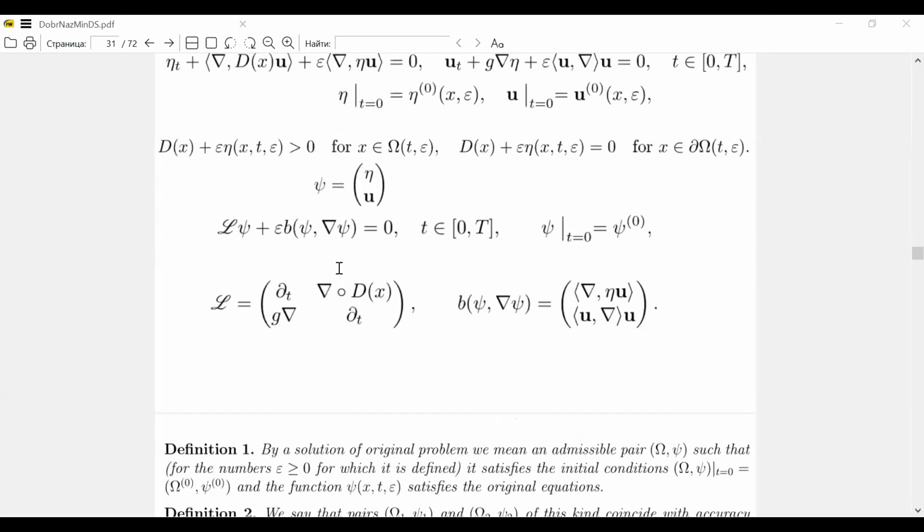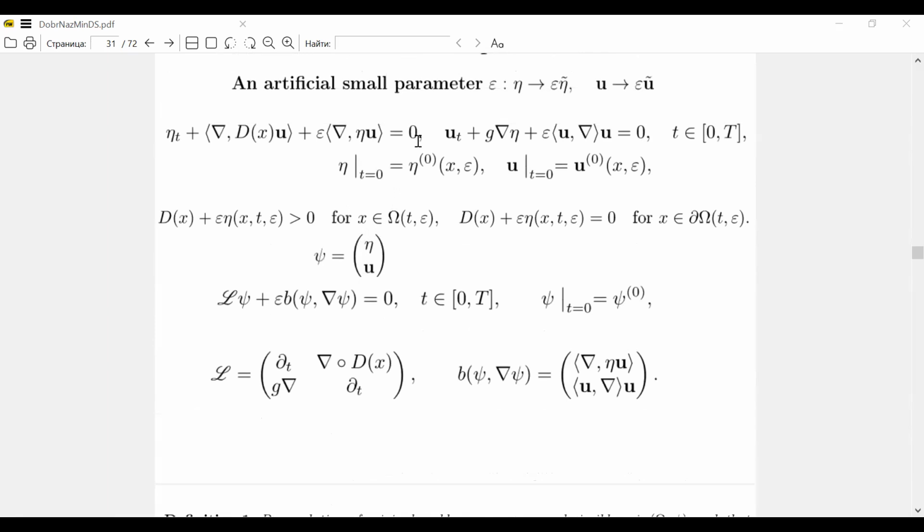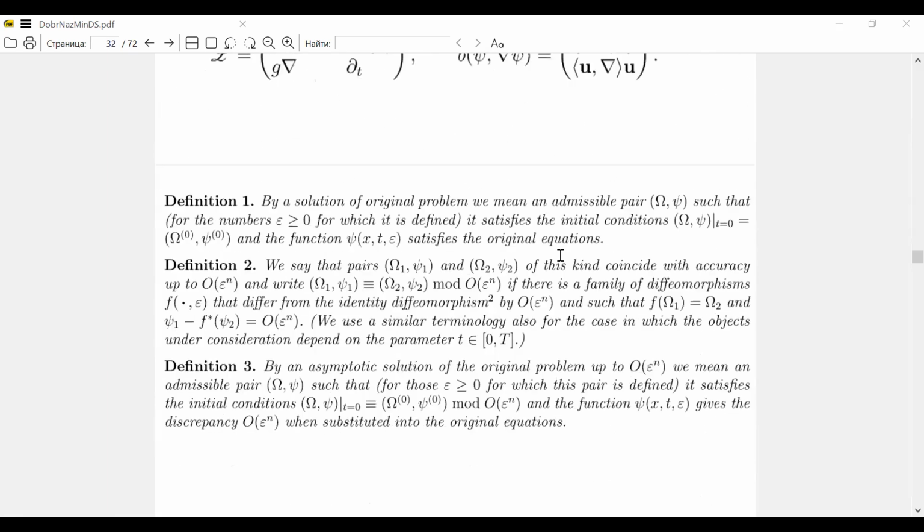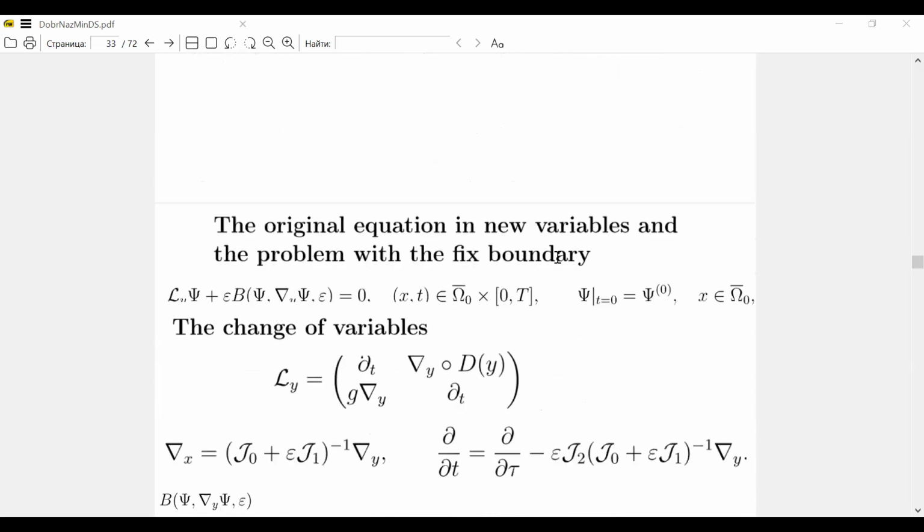Then after that, we can pass to the new. There is some definition of the solution, exact and asymptotic solution. It means that the function should satisfy our original equation modulo some degree of epsilon, and also the domain where we consider our problem should satisfy it approximately. This equation should be satisfied in the domain approximately. Yes, this is some definition.